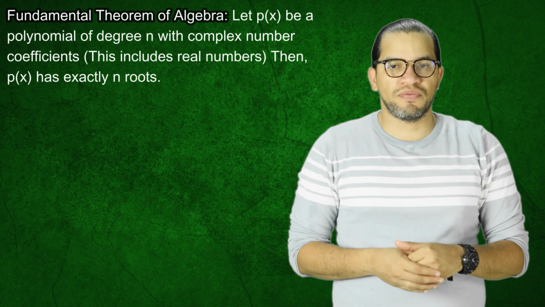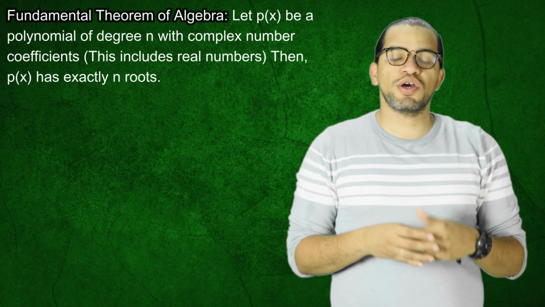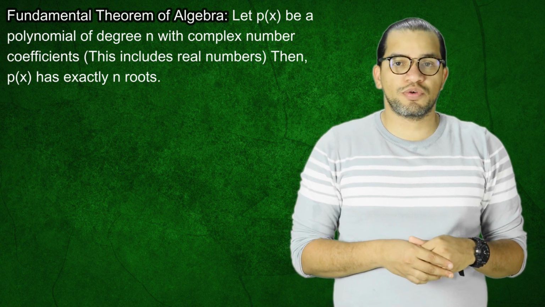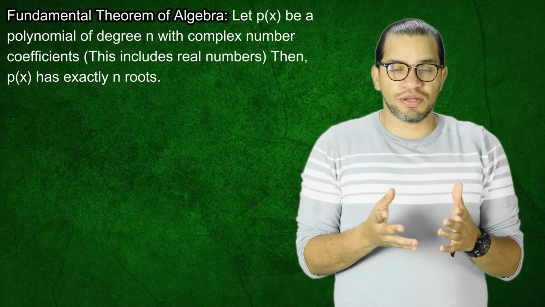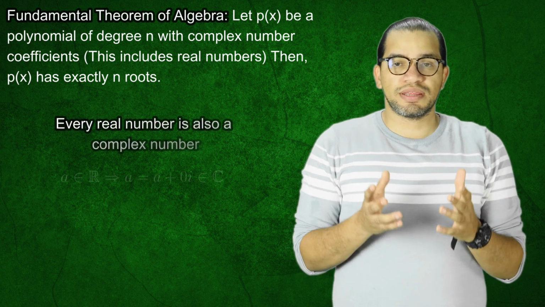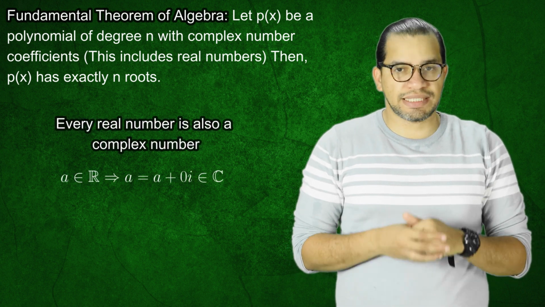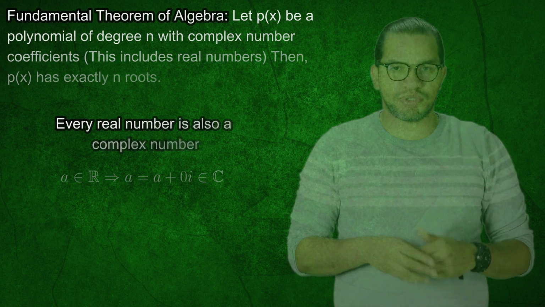One important thing about complex numbers that is related to polynomials is the following result, known as the fundamental theorem of algebra. If p of x is a polynomial of degree n in the field of complex numbers, then p of x has exactly n roots. As we saw in the previous example, the polynomial x squared plus 2x plus 2 was a polynomial of degree 2 with exactly 2 roots.